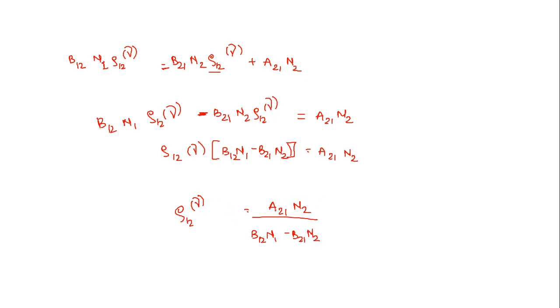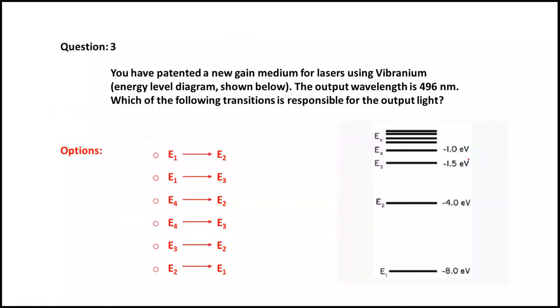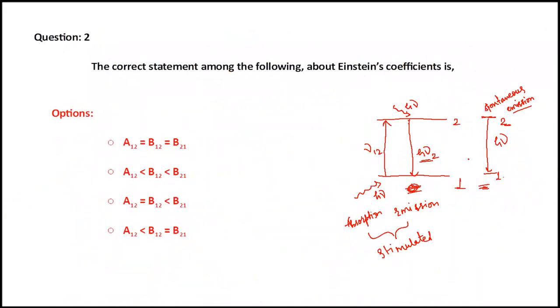Is it right? Yeah. So here, A21 is for the spontaneous emission, and B12 and B21 are for the stimulated absorption and emission. Now, what we want to conclude is the correct statement among the following for Einstein's coefficient. As I mentioned, A12 denotes the spontaneous emission, and B12 and B21 denote the stimulated absorption and emission.